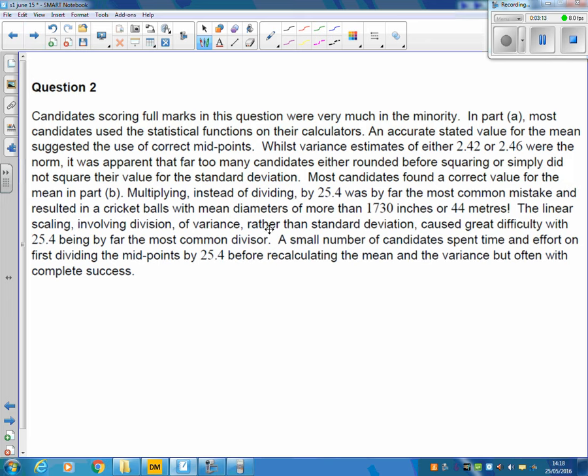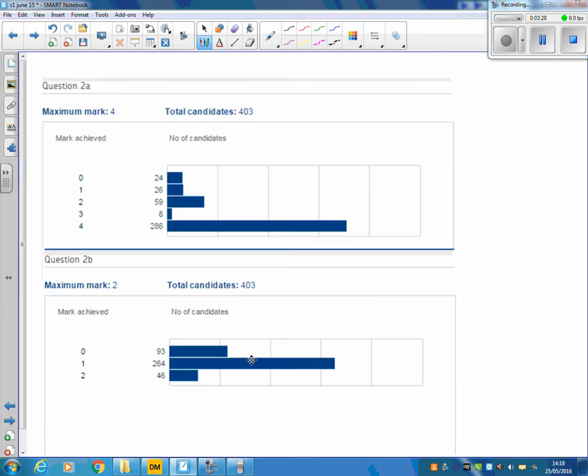Here's the examiner's report that says a lot of people mucked that bit up. And some people even went the wrong way. You could easily know that you're going to need more millimeters than you are inches, so it needed to go down. And as you can see here, there were 46 students getting that right, but most of them only getting the 1 mark for the change in the mean. Some people not even getting that either.